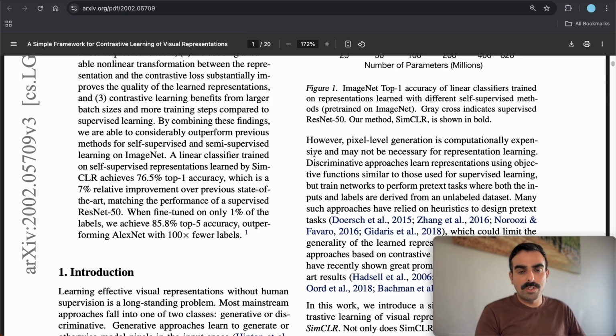If you're familiar with generative models, the GANs, basically you train a discriminator and a generator, and the generator tries to generate images for the discriminator to make the discriminator more robust and understand visual representations. But the problem with this one is the pixel level generation. The generator has to generate a whole image pixel by pixel for the discriminator, and this is computationally expensive. So people opted for discriminative approaches that learn representations using objective functions similar to those used for supervised learning. This is the reason why we are using contrastive learning in these methods, because historically using generative methods is computationally expensive.